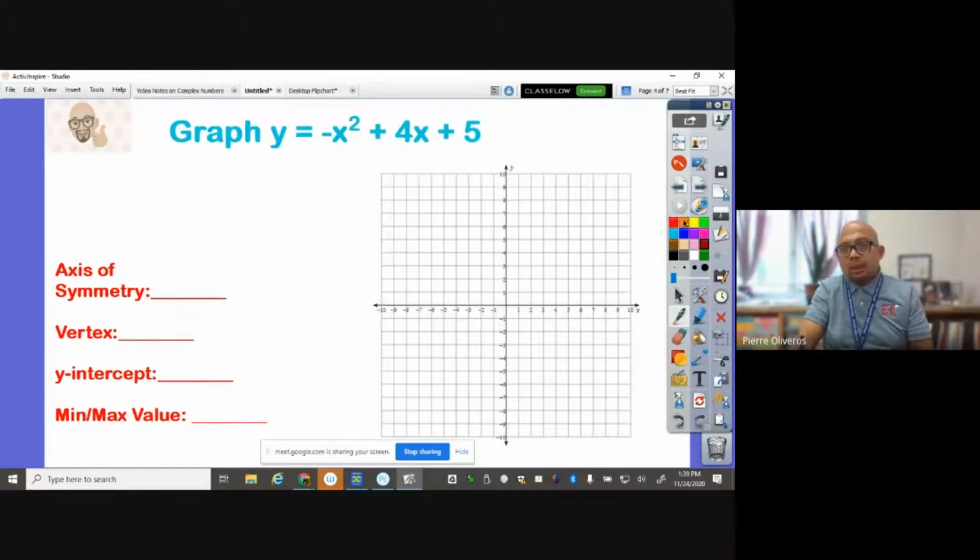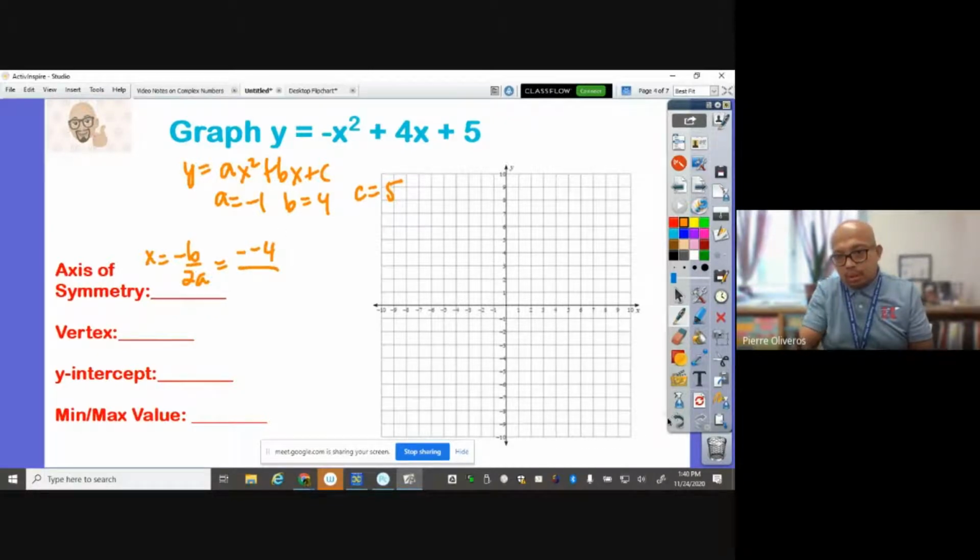Next, y is equal to negative x squared plus 4x plus 5. Again, in this case, the value of a here is equal to negative 1, b here is equal to 4, c is equal to 5. Applying the formula, x equals negative b over 2a, x equal to negative 4 over 2 times negative 1. That will give us negative 4 over negative 2, or just positive 2. So x equal to positive 2.